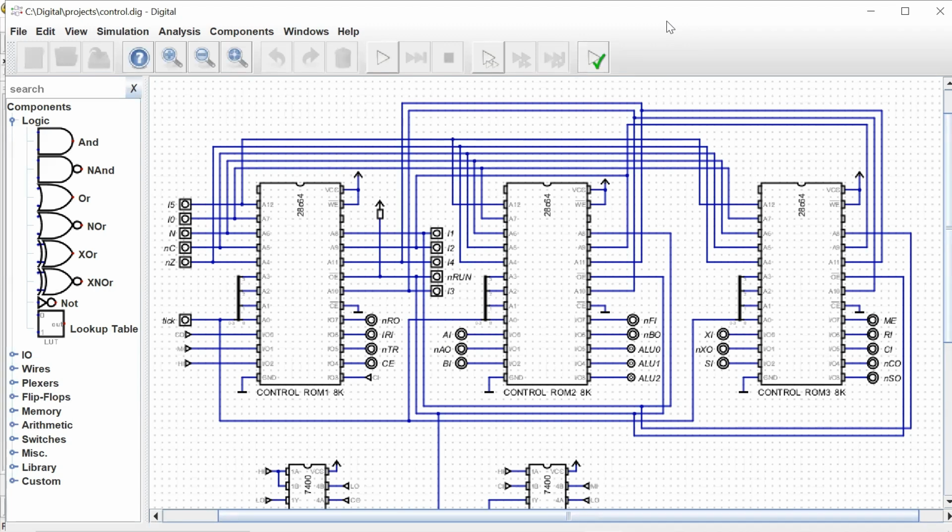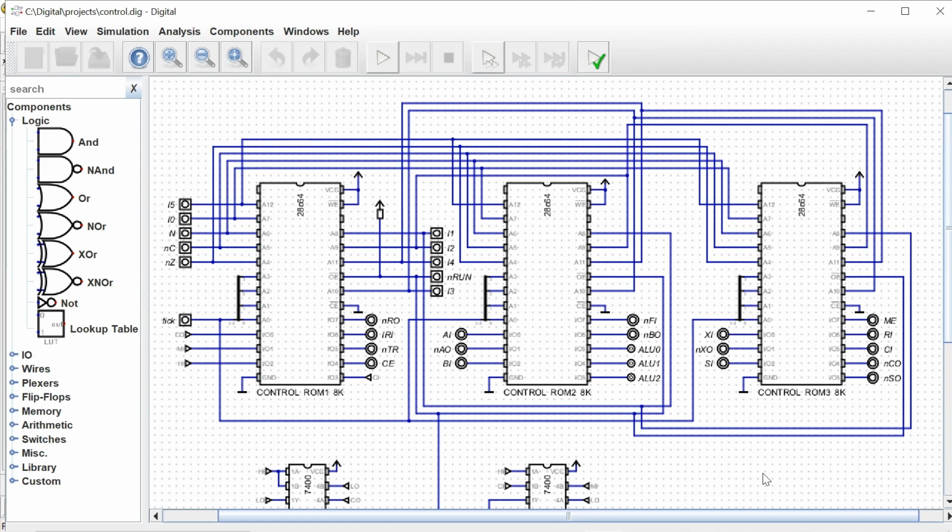And this is really where, in combination with the microcode, the magic happens in the computer to give it all of its brains. So you can see that we have three main chips in our control circuit. And these are three 8K ROMs. And we will be utilizing every byte within each of these ROMs for the control data for our computer.